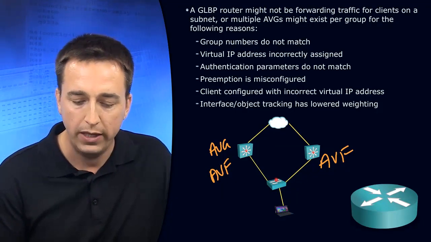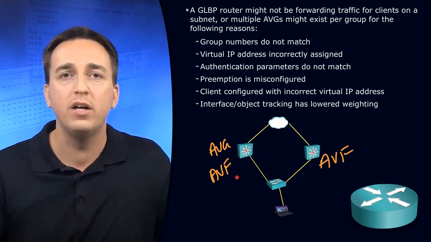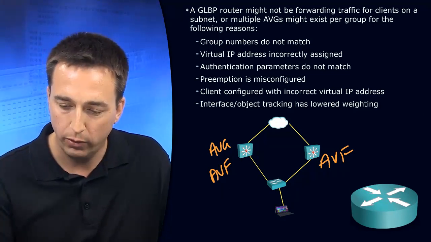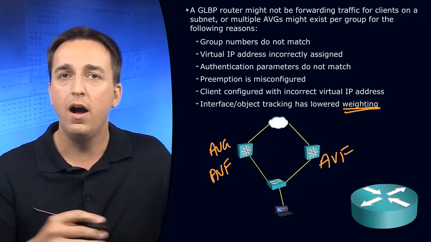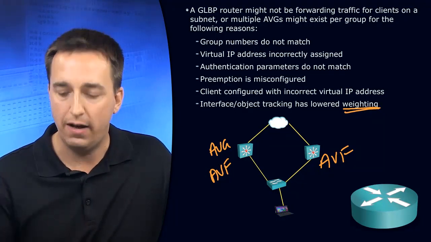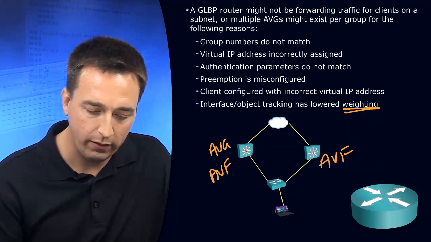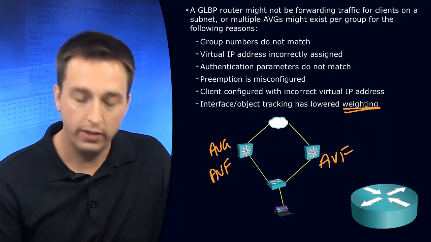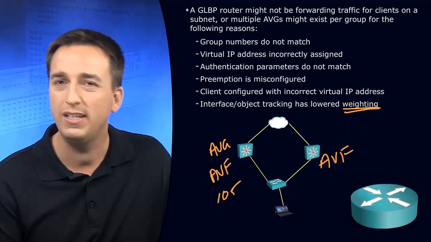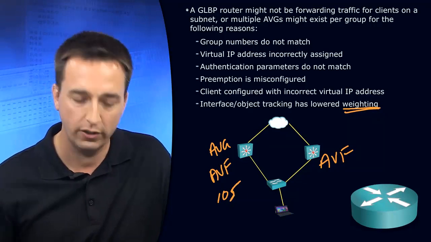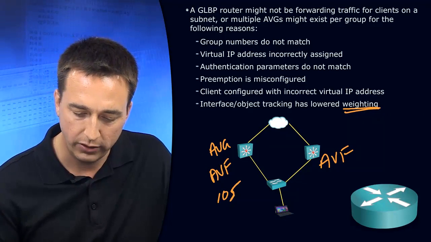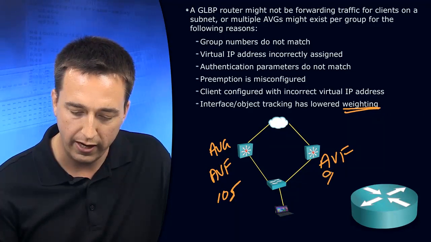And we have the ability to decrement the weighting. Whoa, there's a new term if you're not familiar with it. The weighting of the AVF. So if we have a weighting configured, let's say on this AVF of 105, the default's 100, just like priority is defaulted to 100, weighting defaults to 100. And this device we have a weighting of, let's say, 95.